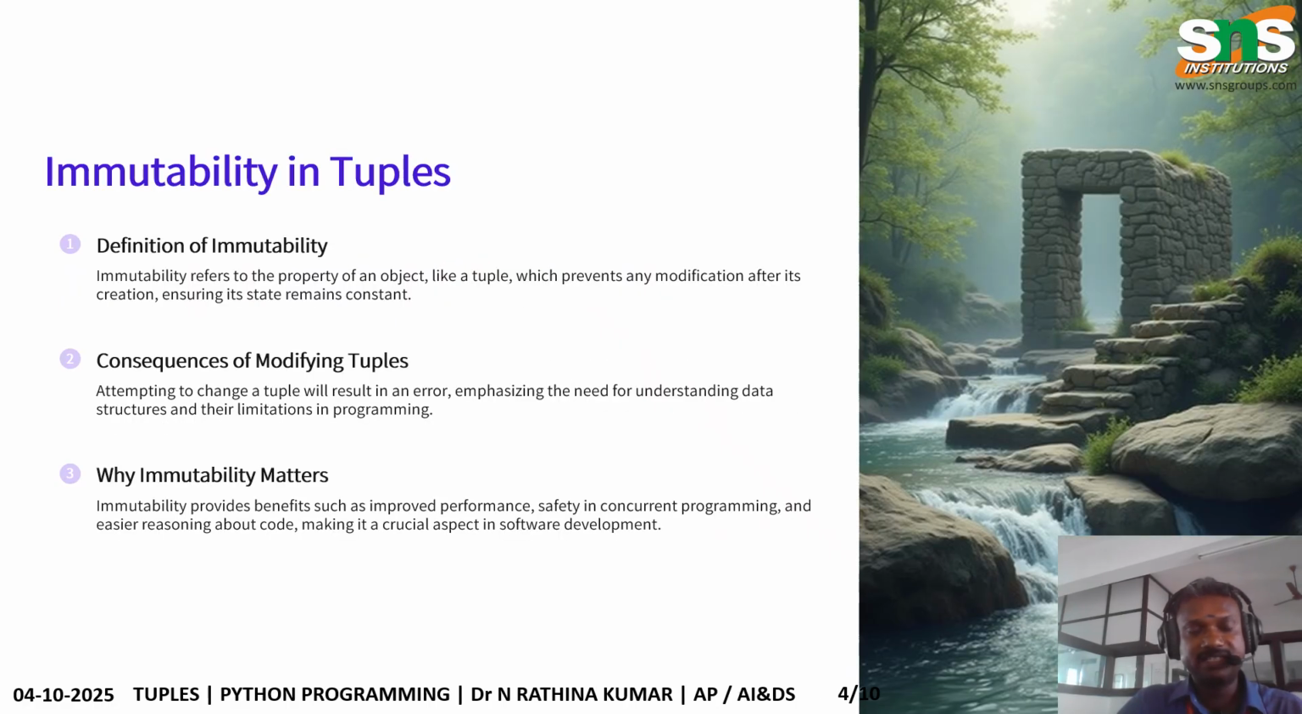First one, what is the definition of immutability? Immutability refers to the property of an object like a tuple which prevents any modification after its creation, ensuring its state remains constant. What is the consequence? For example, attempting to change a tuple will result in an error. This emphasizes the need for understanding data structures and their limitations in programming. The third one is that immutability provides benefits such as improved performance, safety in concurrent programming, and easier reasoning about the code, making it a crucial aspect of software development.